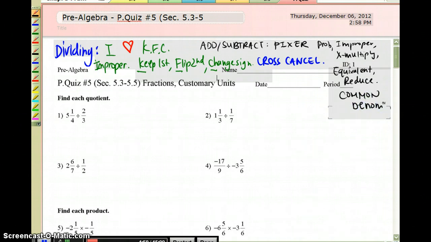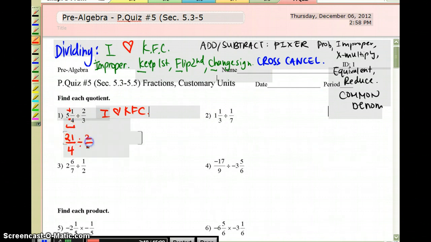Okay, just some quick notes before we begin. So on number 1, I have the fraction where I have to do I heart K.F.C. So I'm going to make this one improper by multiplying 5 times 4, adding the 1, giving me 21 over 4. Dividing 2/3. Now then I do keep the first, flip the second, change the sign. Keep the first one. I flip the second fraction and I get 3 over 2.